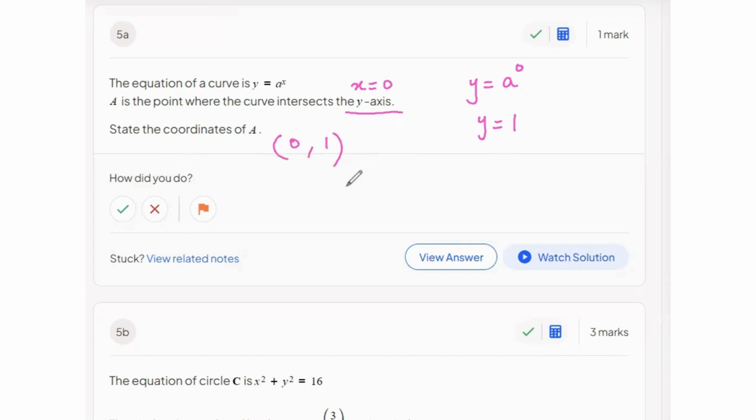The reason why I put x equals 0 is because for any point that lies on the y-axis, the x value is going to be 0, because that point is going to be your y-intercept. And for the y-intercept, x is always 0, whereas for the x-intercept, y is always 0.